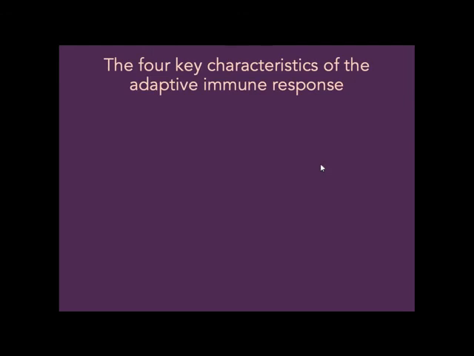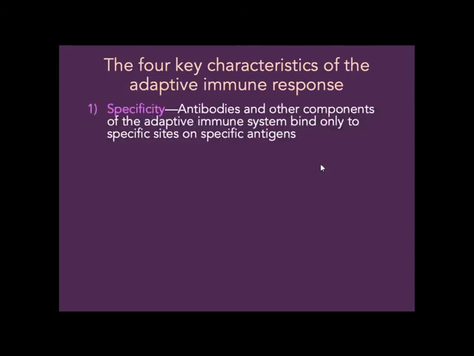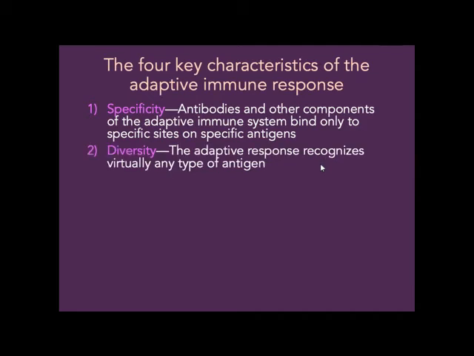There are 4 major characteristics of an adaptive immune response. First, specificity. So the antibodies, remember those Y-shaped molecules, and the other components of the adaptive immune system will only bind to the very specific sites on specific antigens, okay? So they match very, very particularly. Diversity. So the adaptive immune response can recognize almost any type of antigen. So no matter what kind of a nubbin is on the outside of your virus or bacteria, you can make an antibody to match it.